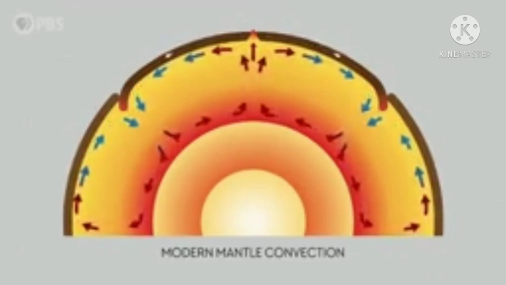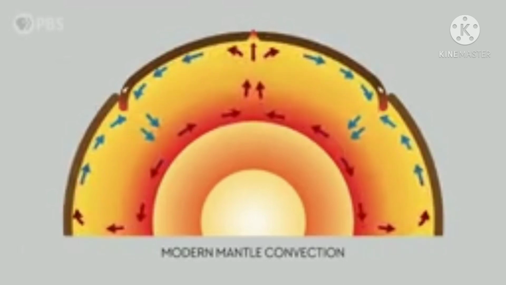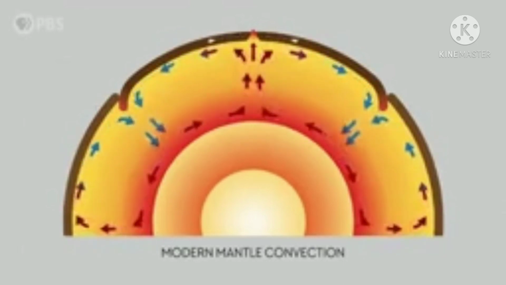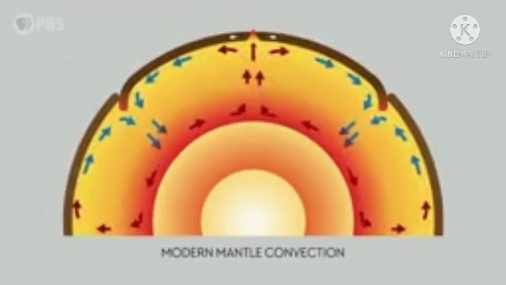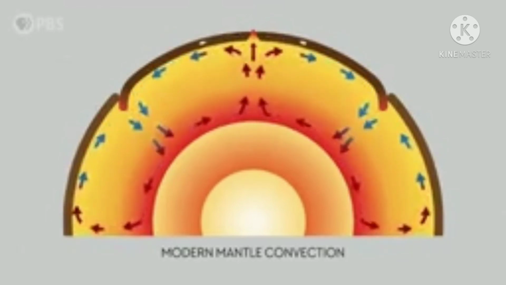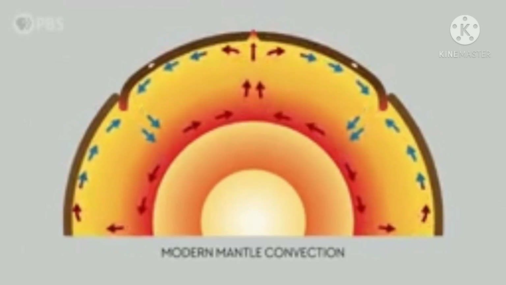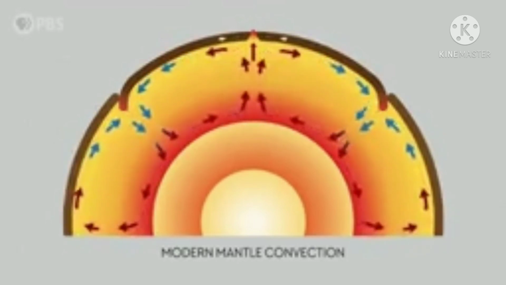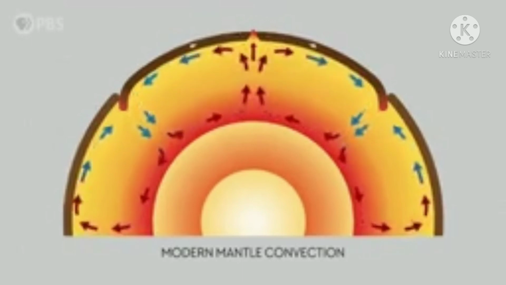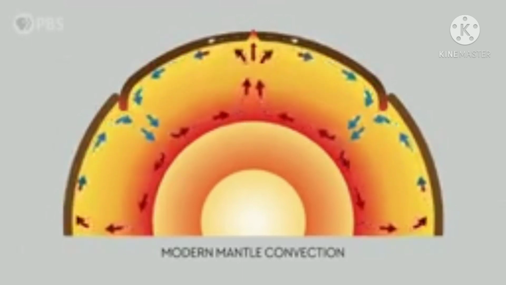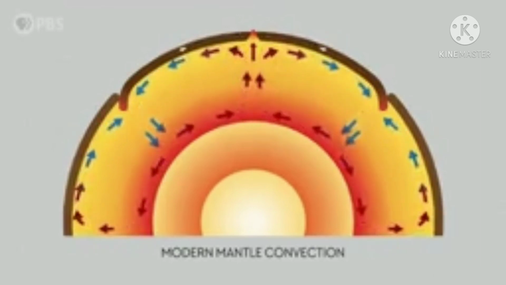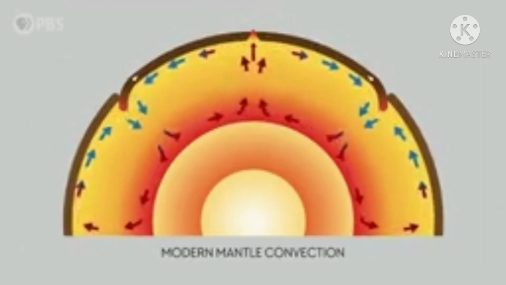Last but not least, convection. In the process of convection, hot material from deep within the Earth rises while the cooler material near the surface sinks. When the warmer material cools, it becomes denser and begins to sink back down. The motion of convecting mantle material drags tectonic plates sideways.